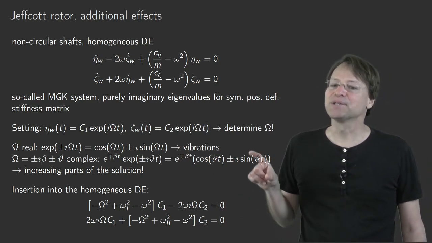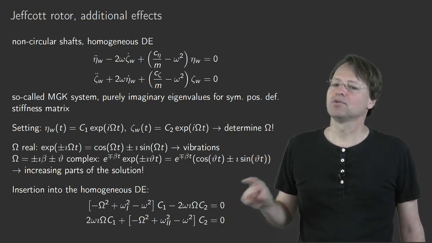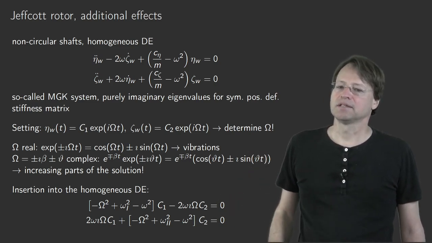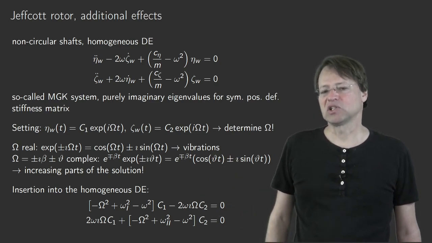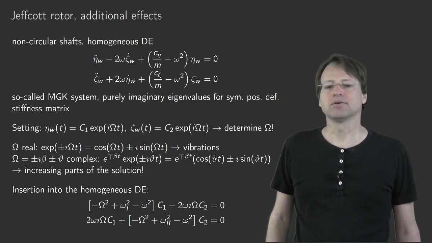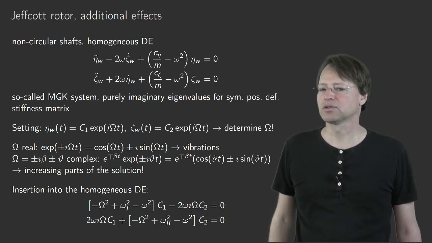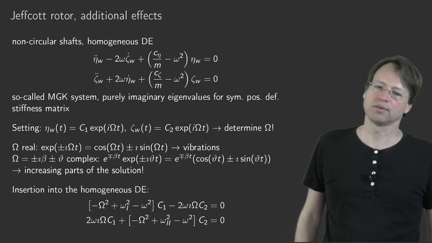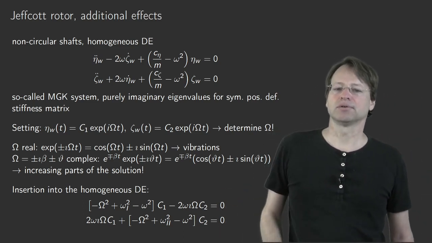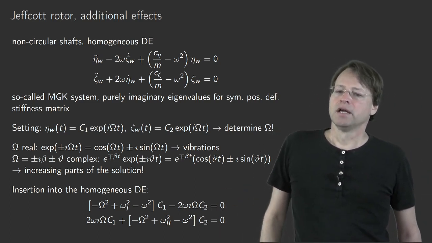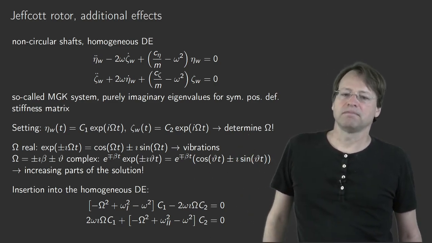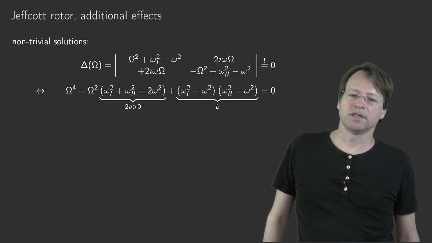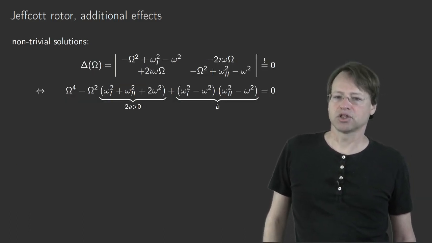So we are interested in the case where we have non-trivial solutions, and this is the case where the coefficient matrix for this linear system becomes singular, because for a regular coefficient matrix, the unique solution of that system is C1 equal to 0 and C2 equal to 0, the trivial solution. And we obtain singularity of the coefficient matrix by arguing that the determinant has to vanish.